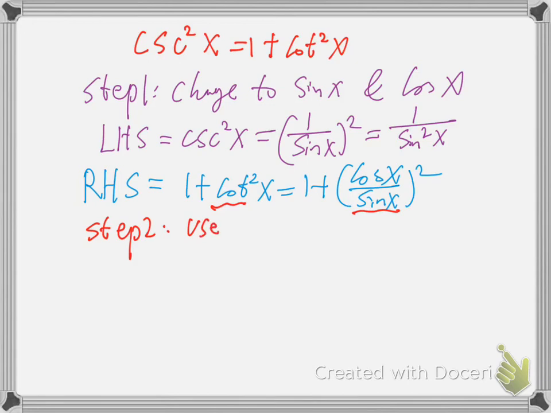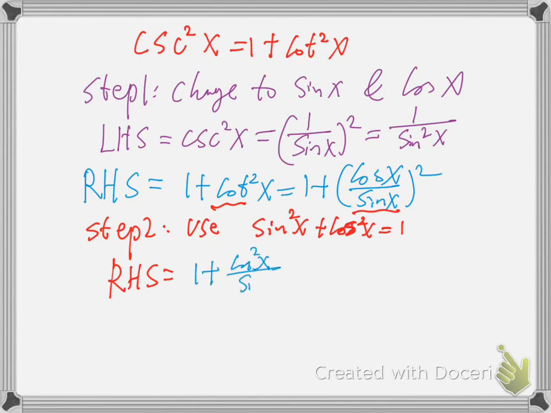Use the Pythagorean theorem: sine squared plus cosine squared is 1. So let's look at the right-hand side now. Change it back to blue color. On the right-hand side, we have 1 plus cosine squared x over sine squared x.